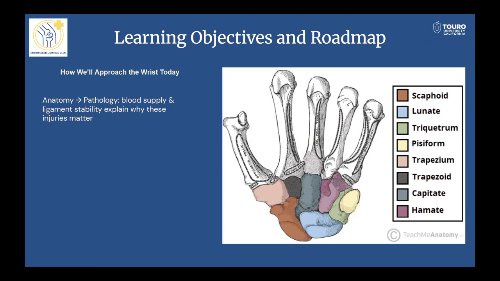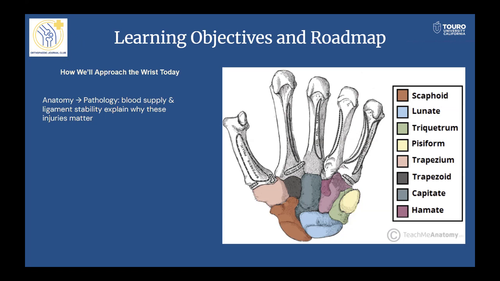For example, the scaphoid's retrograde blood supply makes the proximal pole vulnerable to necrosis. The TFC's foveal ligament insertions are what give the distal radioulnar joint stability. And in Kienböck disease, the lunate's role in load sharing helps explain why collapse patterns develop once its cartilage and vascularity fail.